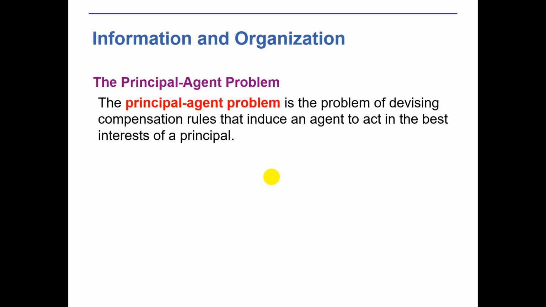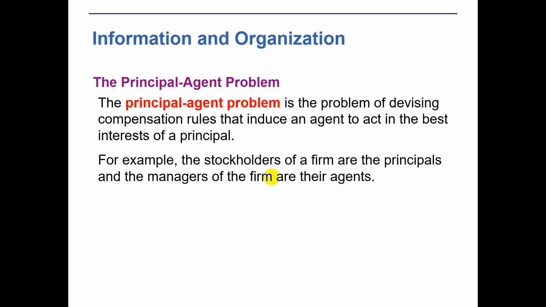So there's a rivalry between these two groups, or a difference in incentives, because the theory says that the managers work for their own benefit, whereas the stakeholders or the shareholders of that firm need their benefits to be covered by their agent, in this case their managers. So the stockholders of the firm are the principals and the managers of the firm are their agents.